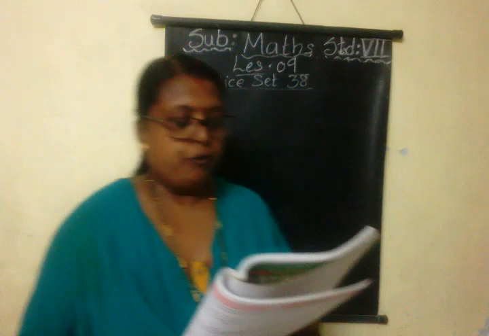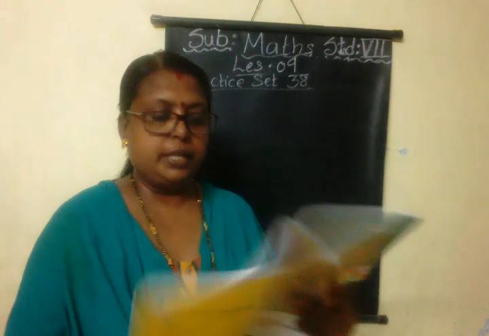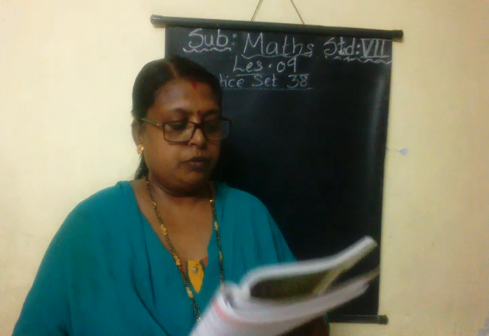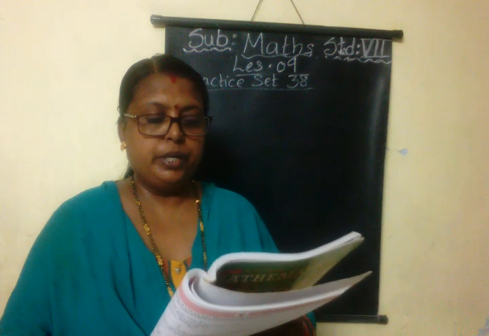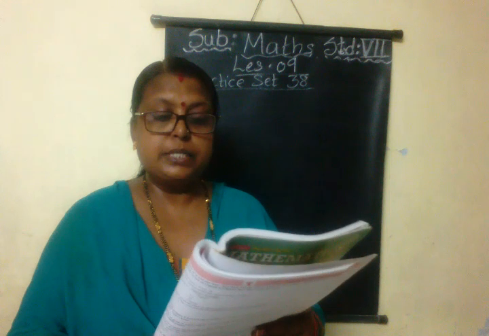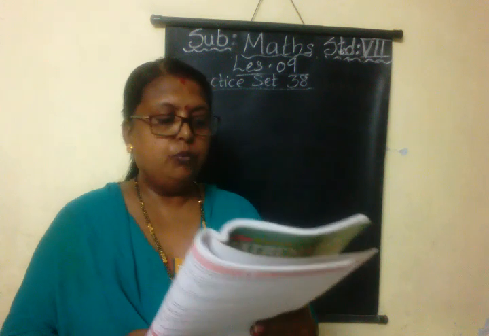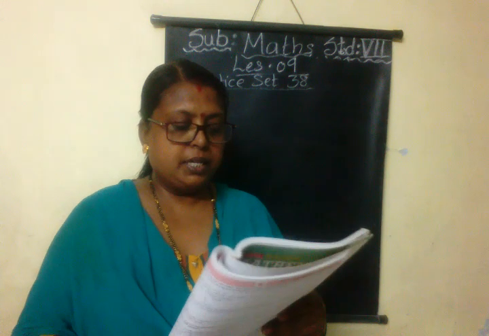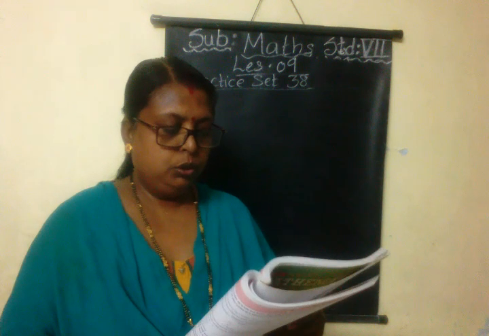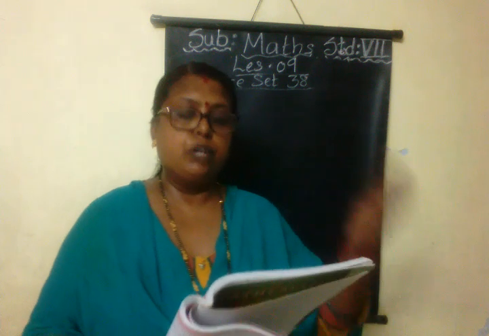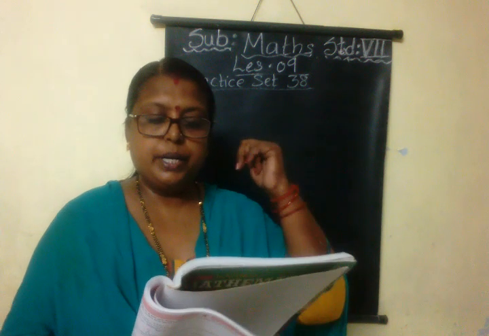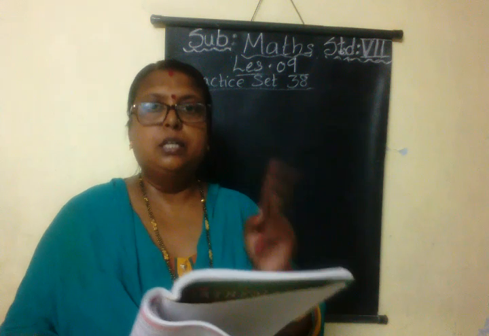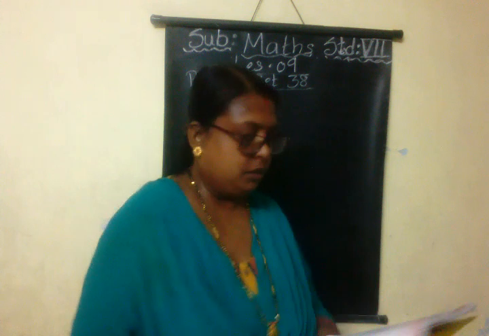First question. Total 4 questions are there, children. 2 I will solve, 2 you have to solve. So the first 2 sums I will solve. 5 workers take 12 days to weed a field. How many days would 6 workers take? How many would 15 take? 2 questions are asked in this. So first we will find for 6 workers.